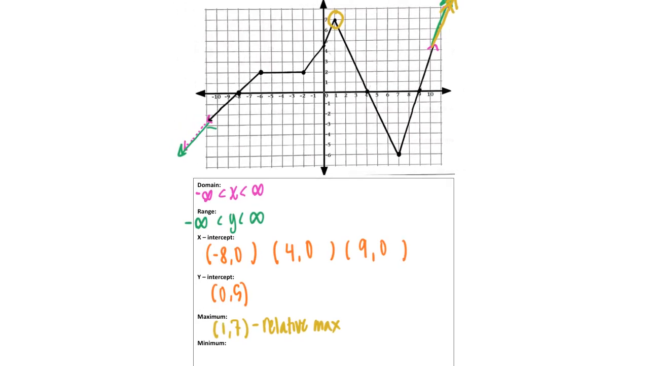Similarly, if you look at the bottom of your graph and look at this point, 7, negative 6, it is not the lowest point of the graph because the graph is continuing down and to the left, designated by that arrow. So this is a relative min.